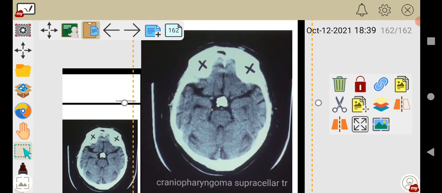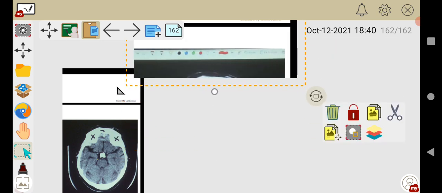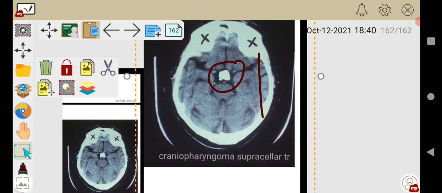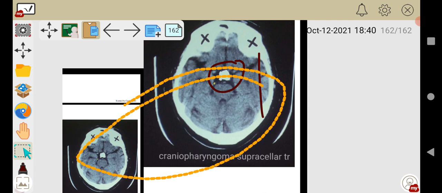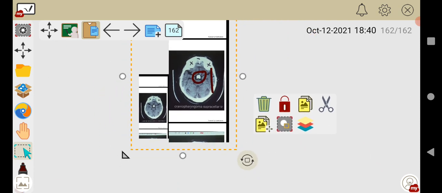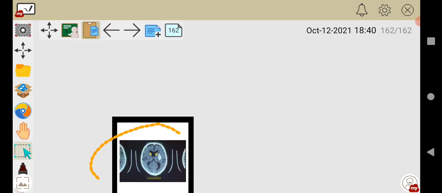Okay, so this one I was talking about, important slide. A child with suprasellar calcification is craniopharyngioma, correct? Child with suprasellar calcification is craniopharyngioma, correct? Don't miss this. This is very important. Note it down, right? Okay, now let's see this one.